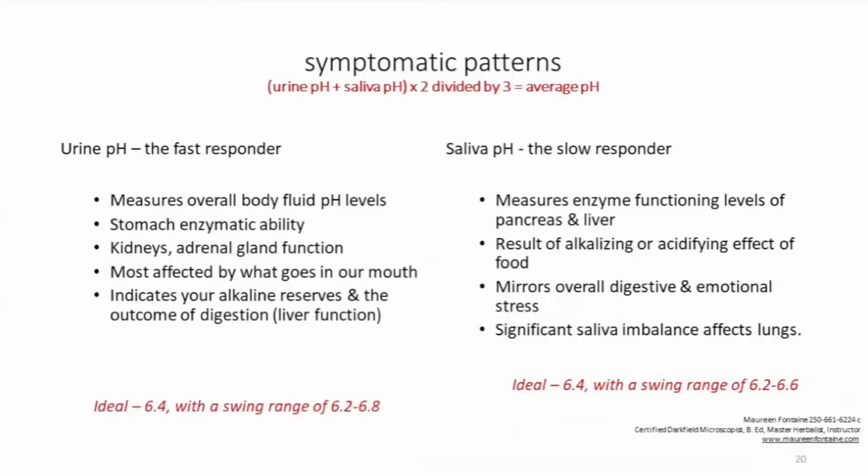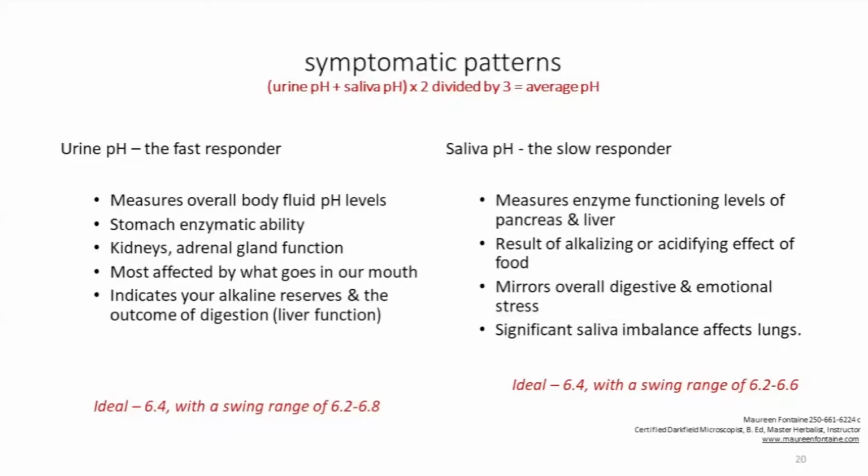It's going to measure your overall body fluids and tell us about stomach enzymatic ability, kidney and adrenal gland function, and urine is most affected by what goes into your mouth, and it indicates your alkaline reserves and the outcome of digestion, and more specifically, liver function. I call urine pH a little bit of the dancing circus pony because it goes up and down and up and down a lot.